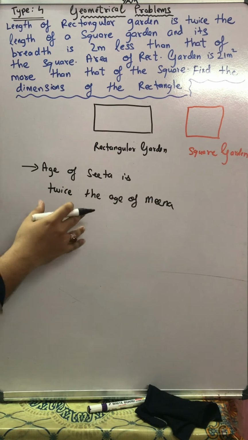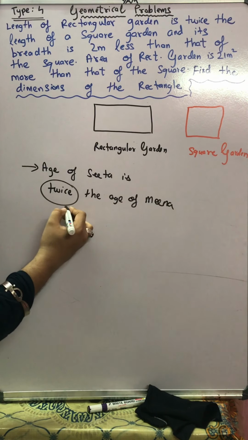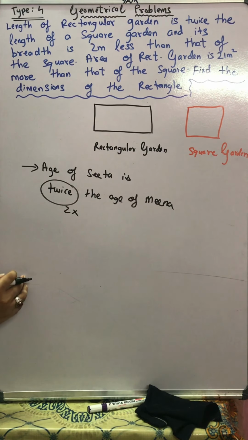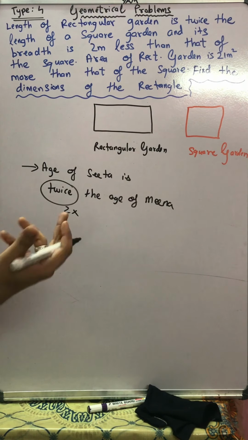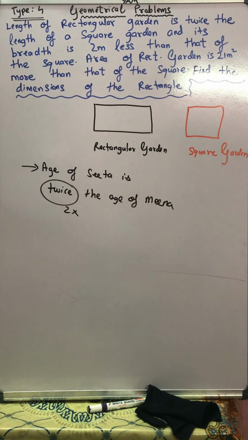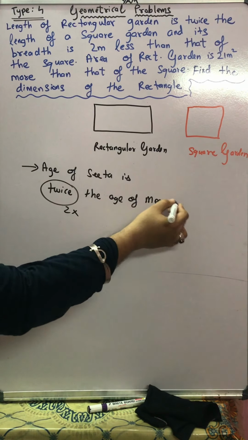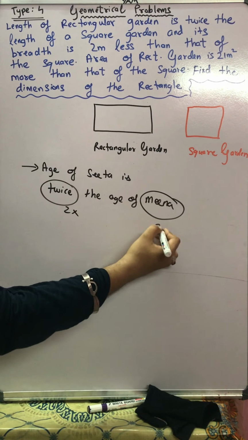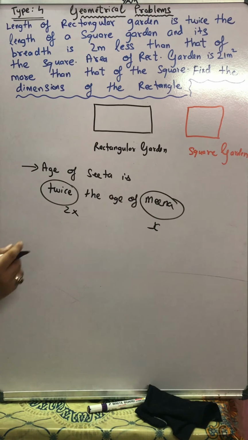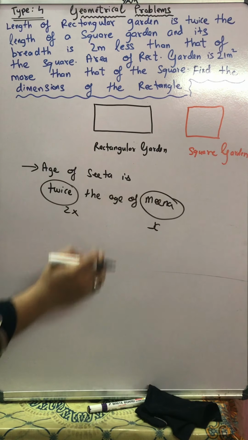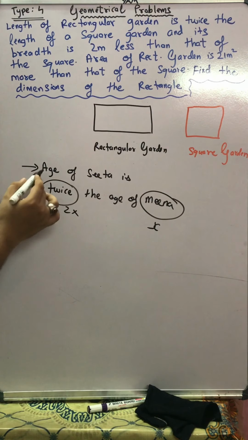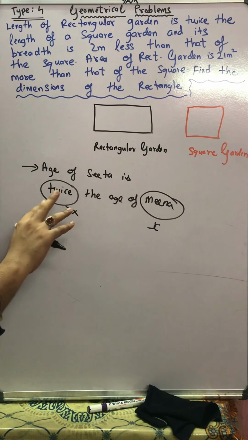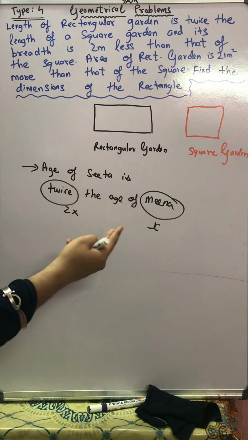Sita's age is twice, 2 times. Of whom? Of the age of Meena. Now I am asking you, whose age will you suppose as x? Of course, we will suppose that the present age of Meena is x, because if we get to know the age of Meena, then only we can say something about the age of Sita, because the age of Sita is double, it's double of Meena.